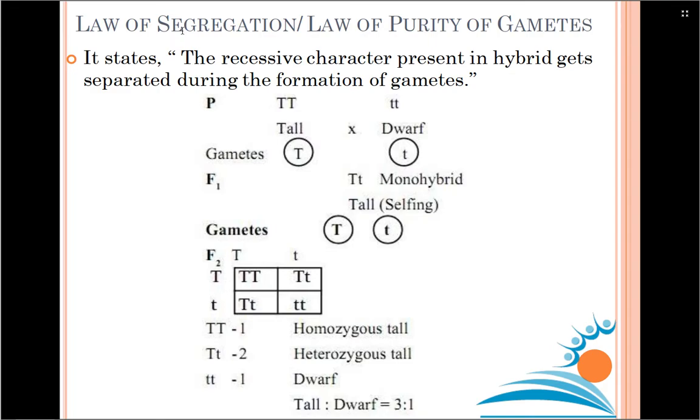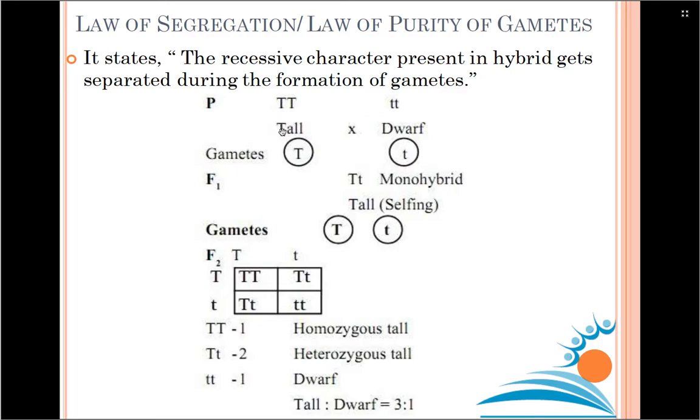Similarly, we have the second law, that is the law of segregation. It is also called the law of purity of gametes. You know that in a hybrid you will have a recessive character as well as a dominant character, and the recessive character which is hidden in the hybrid will not remain hidden all the time. It gets separated and then becomes visible. It gets separated during the formation of gametes. So the statement of the law of segregation is: the recessive character present in the hybrid gets separated during the formation of gametes. So here is the example.